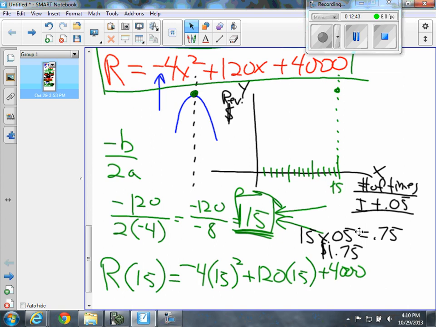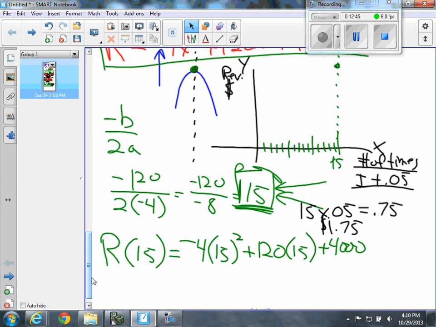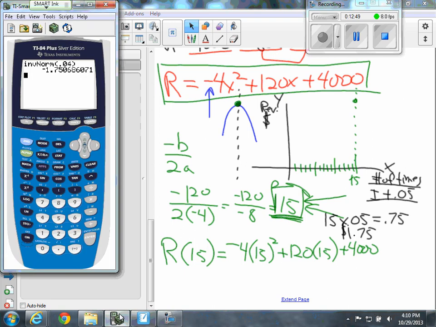Well, let's just continue on here and see how this works. I'm going to now use the calculator a little bit. I'm going to put my equation into my y equals. So I have negative 4x squared. You can see the buttons I'm pushing, they turn up red on the calculator as I push them. Plus 120x plus 4,000. That's my equation.